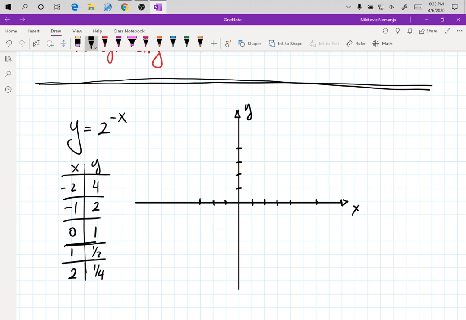Alright, so I have negative 2 gives me 4. 1 gives me 2. Then I have 0, 1. Then I have my half. Then I have my quarter. And as you can see now, this is what we call, and we'll use it a lot, the decay graph. So when the exponent is negative, we call this a decay graph.